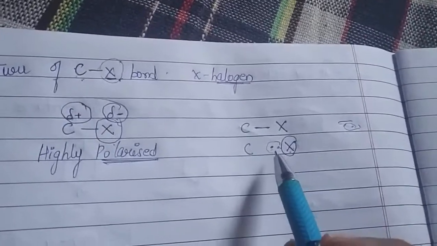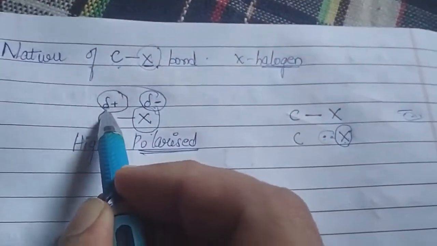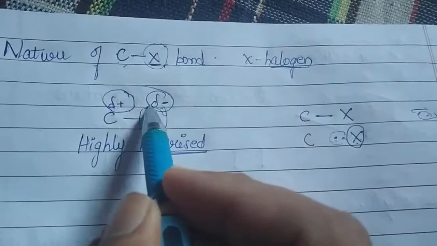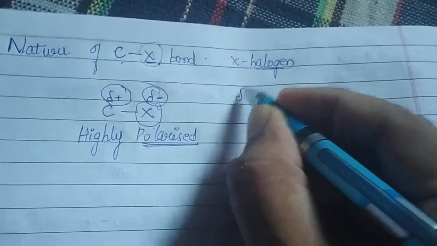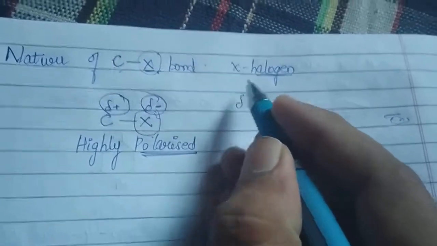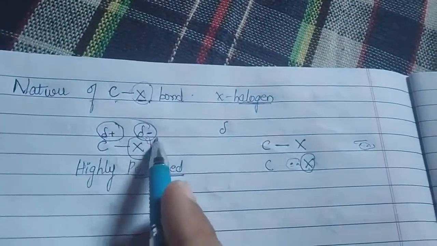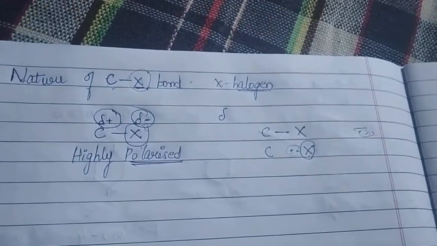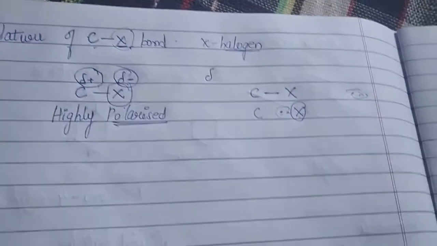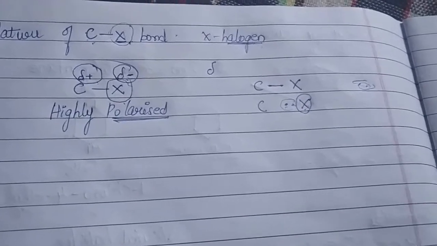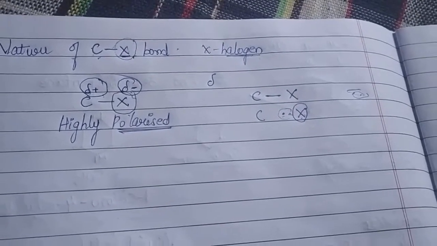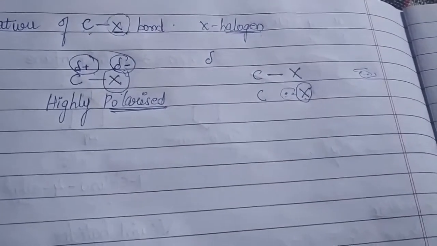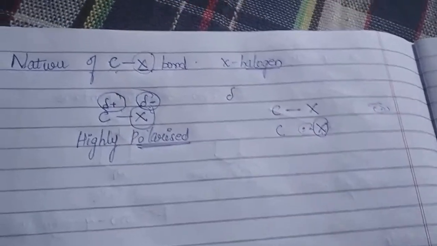So in order to signify that concept, we write a partial positive charge and a partial negative charge. Remember, for partial it is written in this way, the small delta. So this way only you should write it, delta plus and delta minus. So what we came to know from the nature of the C-X bond is that our alkyl halides are polarized, where the carbon atom bears a partial positive charge and the halogen a partial negative charge.